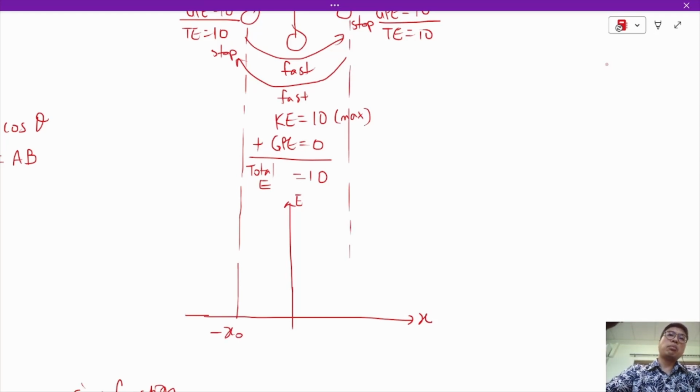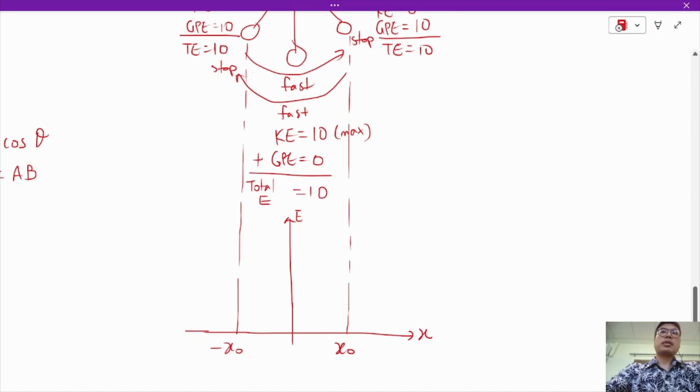Then on the right, the ball goes all the way here. So we put this as x0. Now, we're going to draw the KE first. At this point, the KE is 0. At this point, the KE is also 0. But in the center point, the KE is maximum. So that's the KE at the top.